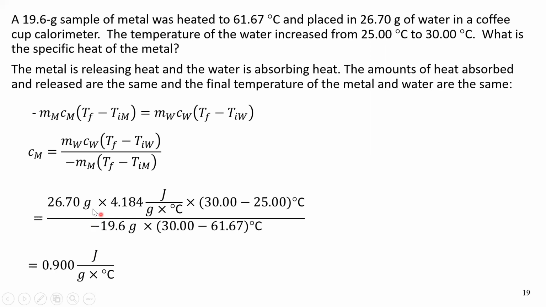Now units, the grams here cancel out with the grams here. The degrees Celsius here cancel out with the degrees Celsius here. And that's where we get that joules per gram degrees Celsius. And then if the question said, what's the metal, we could do like we did in the previous problem, where you look at a table and just match it up.